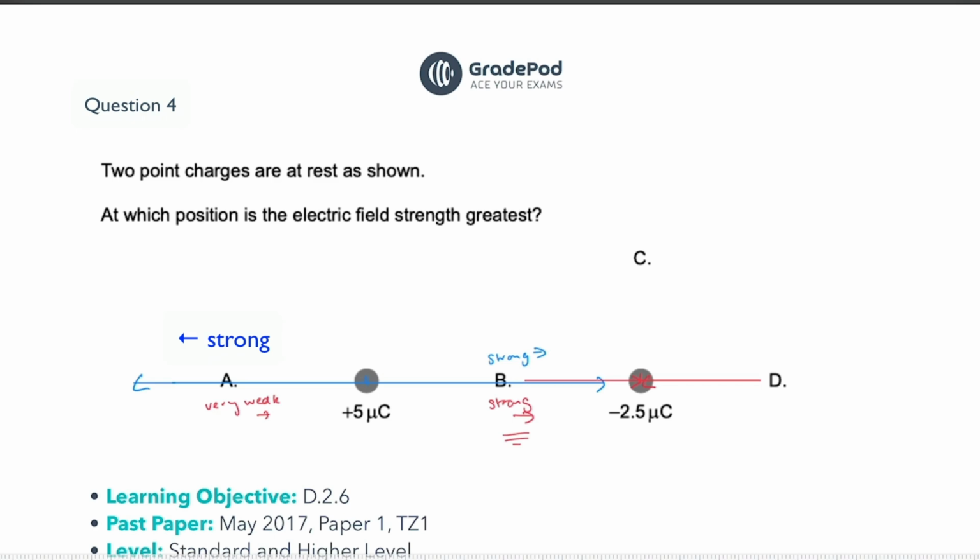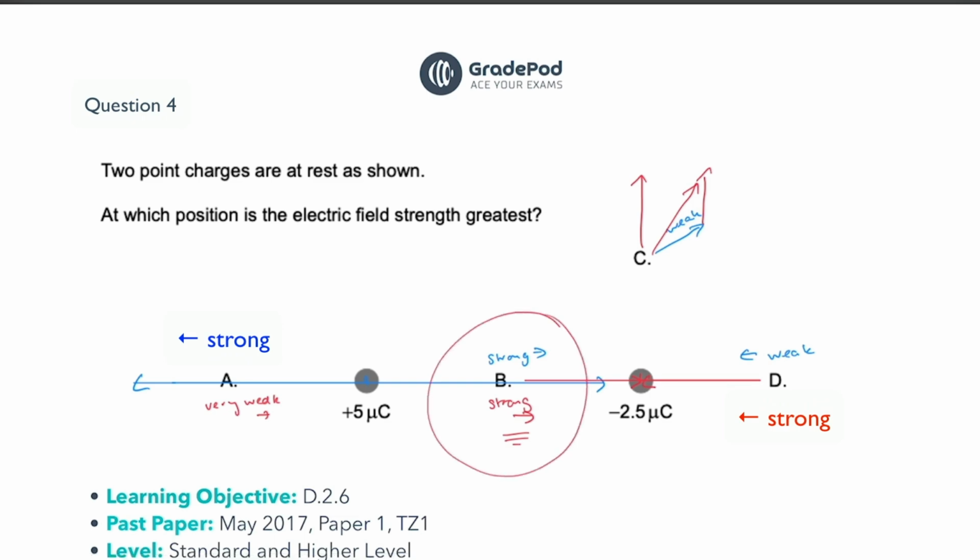Let's look at D. D is going to feel a very weak force in that direction due to the plus 5 coulombs, and it's going to feel a strong force in that direction due to the minus 2.5 coulombs. Finally, at C, it's going to feel a weak force in that direction due to the plus 5 coulombs, and it's going to feel a relatively strong force in that direction due to the minus 2.5 coulombs. If we add them together, it looks alright, but I reckon our biggest, strongest point is here. So our answer for question 7 is B.